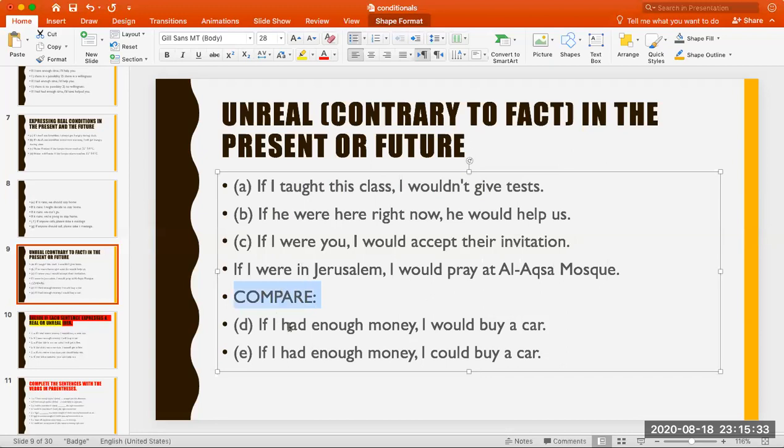So compare. If I had enough money, I would buy a new car. The meaning is in the present simple. It means I don't have money, I can't buy a car. And because I use the past had, it indicates that there is no possibility I will be having enough money anytime soon.